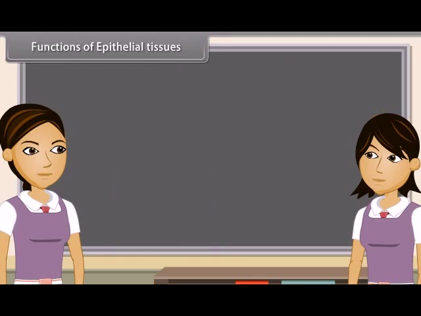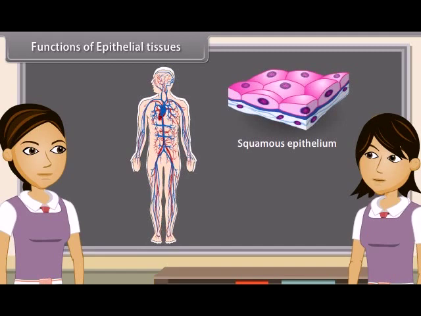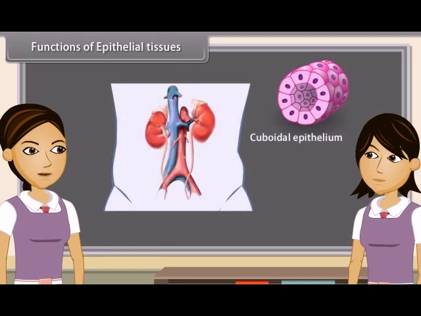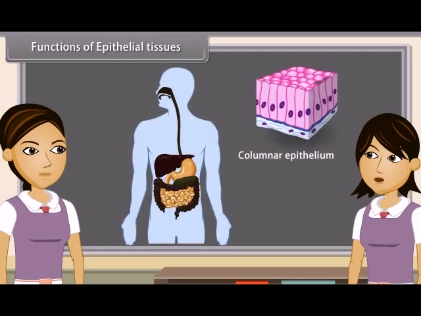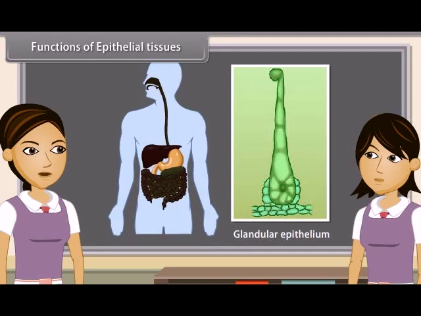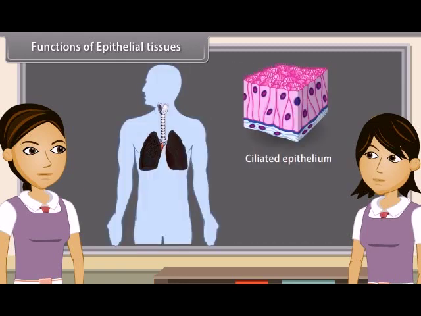Function of epithelial tissues. Squamous epithelium protects the underlying parts of the body from mechanical injury, entry of germs, chemicals and also from drying. Cuboidal epithelium helps in absorption, excretion, and secretion. It also gives mechanical support. Main function of columnar epithelium is absorption and secretion. Main function of glandular epithelium is secretion from these glands. The rhythmic, concentrated beating of cilia of ciliated epithelium moves solid particles in one direction through ducts.